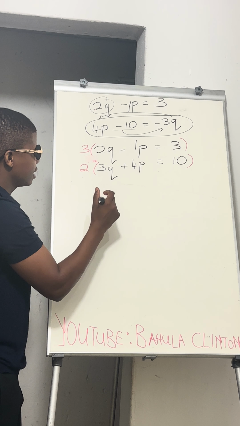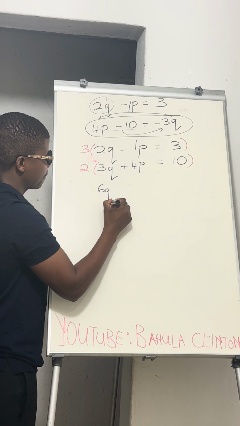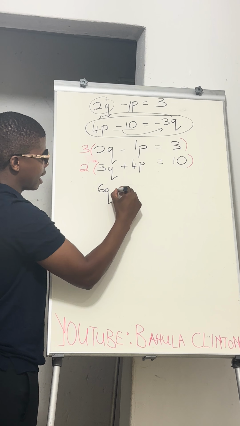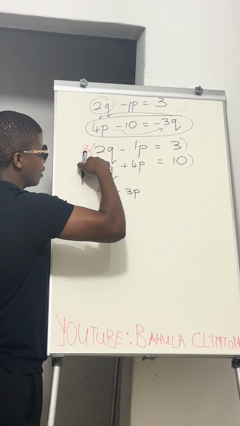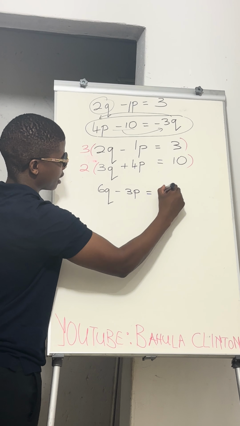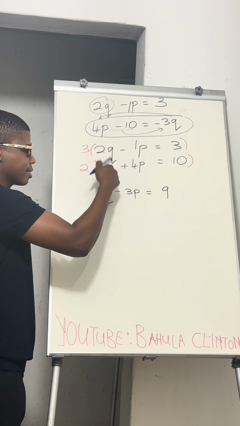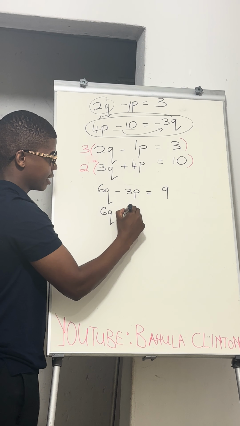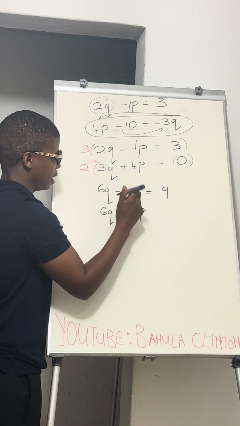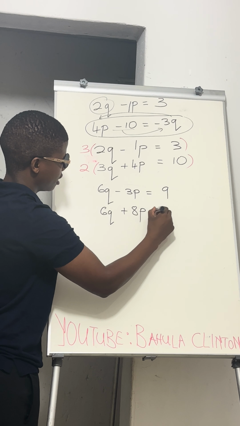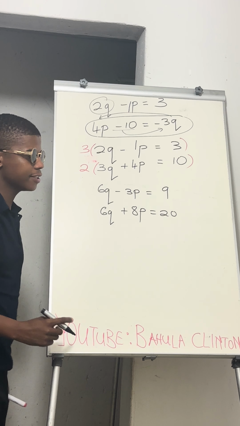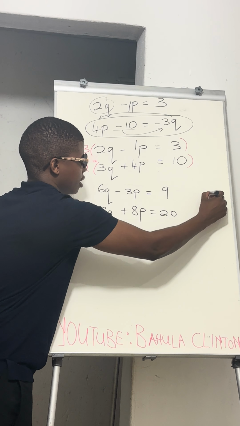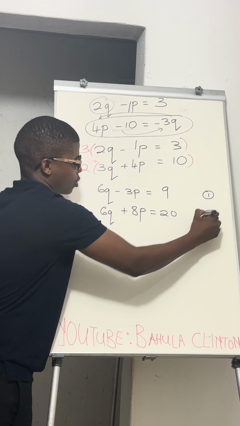This times that is 6q. This times that is minus 3p. This times that is equals to 9. This times that is 6q. This times that is 8p. This times that is 20. Ladies and gents, I'm sure you notice that this will be equation 1, this will be equation 2.